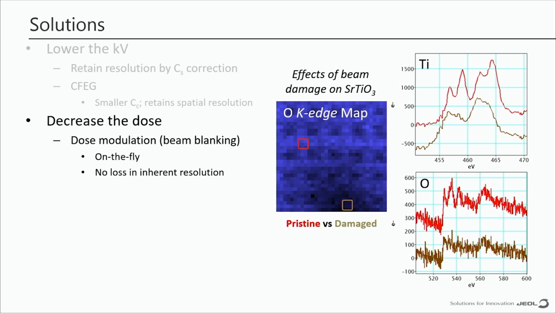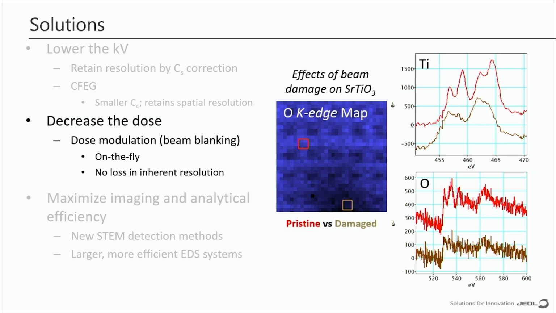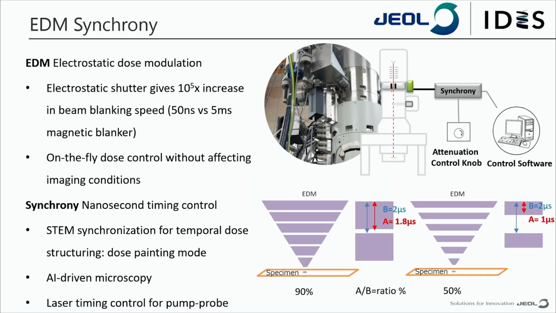All right. How about decreasing the dose? What can we do? So we can use electrostatic dose modulation. In this case, literally, it's an electrostatic shutter that allows us to cycle the beam on and off, pixel by pixel, in a very, very controlled fashion. It's very much on-the-fly dose control without affecting the imaging conditions at all.